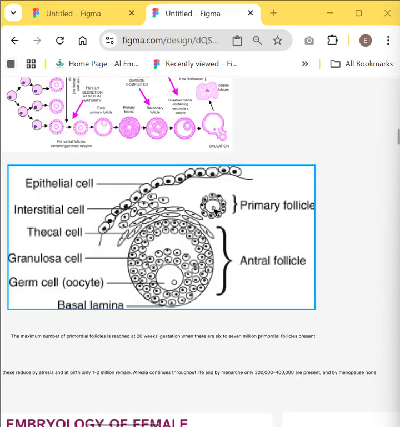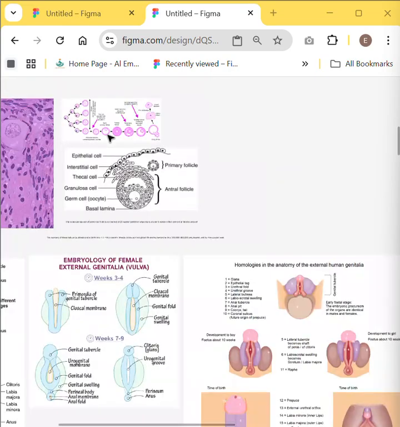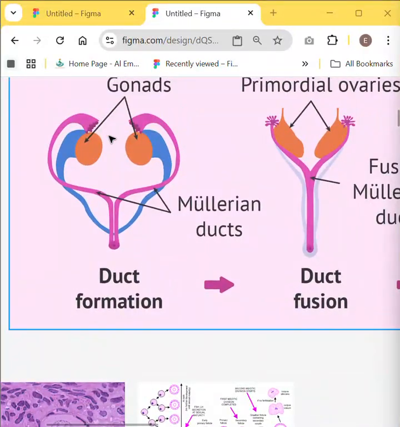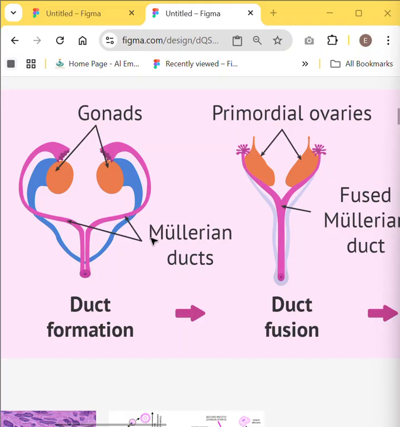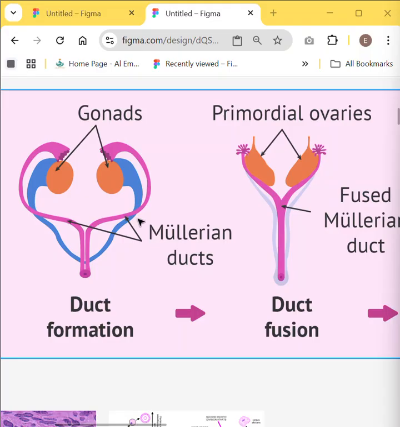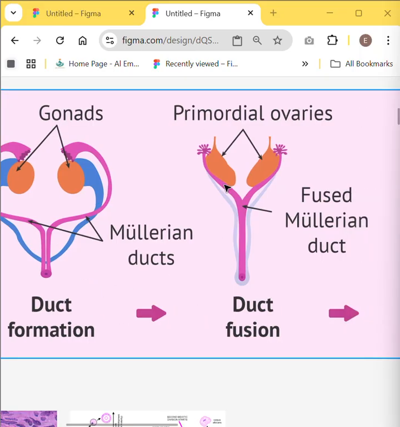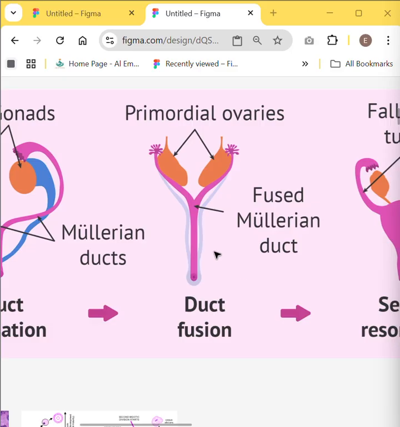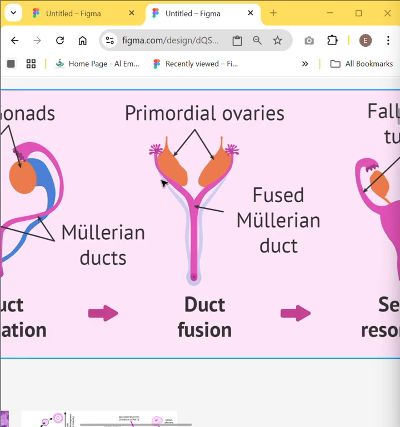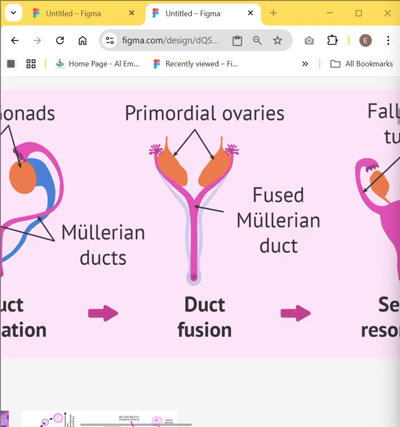In the female, the absence of testicular anti-Mullerian hormone allows the Mullerian structures to develop, and the female reproductive tract develops from these paired ducts. So I'll show you these paired ducts. These are the two ducts, and the absence of the anti-Mullerian hormone and some ovarian genes leads to these two Mullerian ducts. The ducts fuse, and these are the two primordial ovaries. They don't fuse, neither do the fallopian tubes.